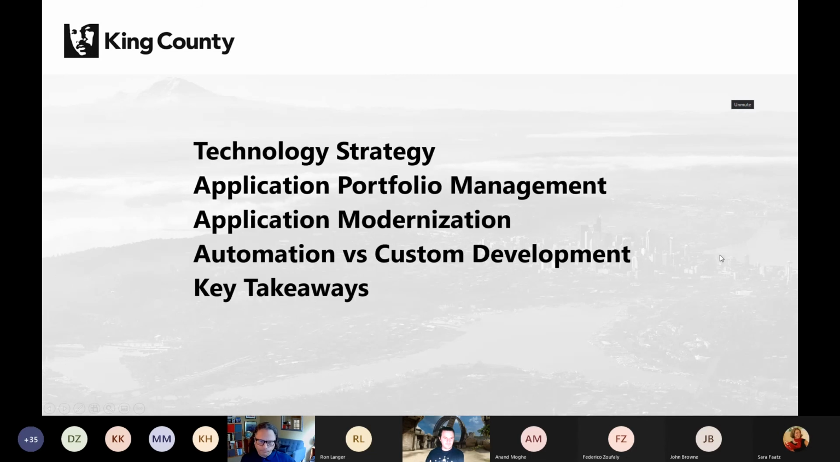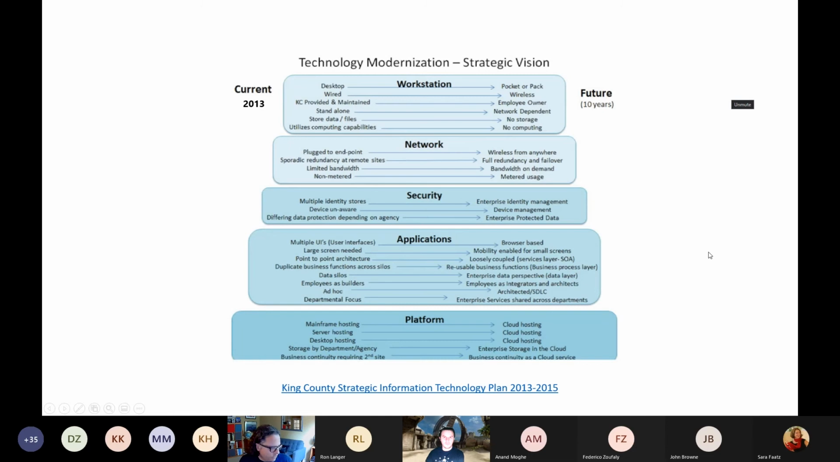Ready for the next one. So we're going to hit a couple of things here. I want to talk a little bit about our technology strategy journey, our approach to application portfolio management and application modernization. I want to spend the bulk of the time, though, walking you through an example, a compare and contrast of a custom development project that we did to migrate and modernize an application versus the experiences that we've had with Mobilize in their automation product space, and take a look at the differences there and some of the pros and cons from our experience. And then I've got a few key takeaways at the end.